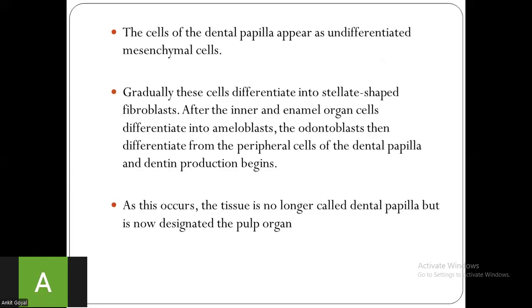The cells of the dental papilla appear as undifferentiated mesenchymal cells. Gradually, these cells differentiate into stellate-shaped fibroblasts. As the inner enamel organ cells differentiate into ameloblasts, odontoblasts then differentiate from the peripheral cells of the dental papilla and dentin production begins. As this occurs, the tissue is no longer called dental papilla, but is now designated as pulp organ.